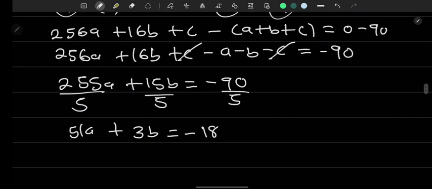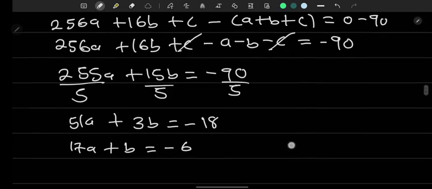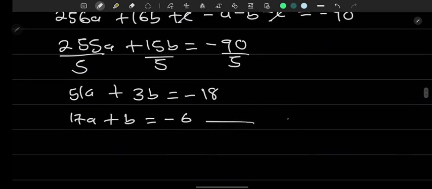Looking at this, we have 51, 3 and 18. I think 3 is also a common factor to the terms. We can as well divide both sides by 3. Instead of using 5 here, we could have used 15, but let's just use 3 now. So 51 divided by 3 gives us 17a plus b equals minus 6. Okay, so this is in simplest form now, so we call this equation 4.